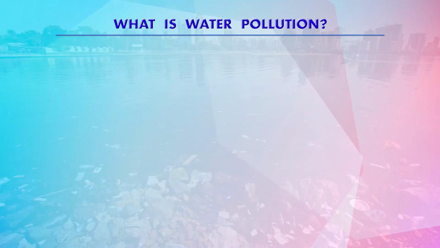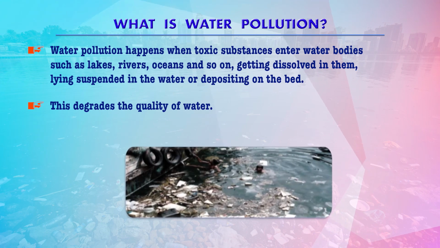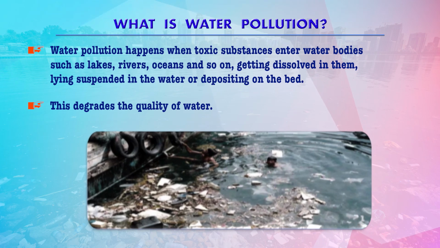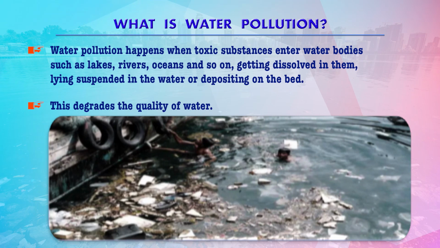Now coming to what is water pollution. Water pollution is the undesirable changes in the water bodies. Now, which water bodies? All the water bodies. Undesirable changes occur by means of toxic substances contaminating the water bodies, for example, lakes, rivers, oceans and so on. They get dissolved in the water and contaminate the quality of water.